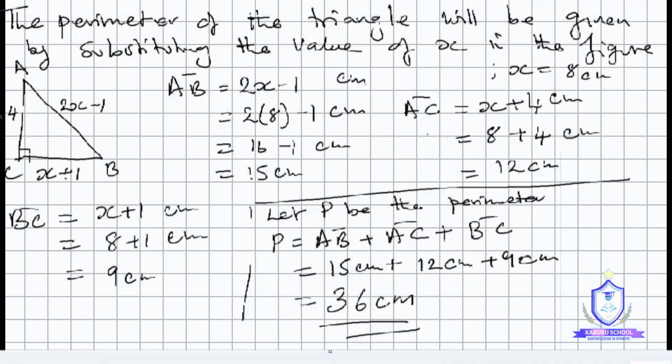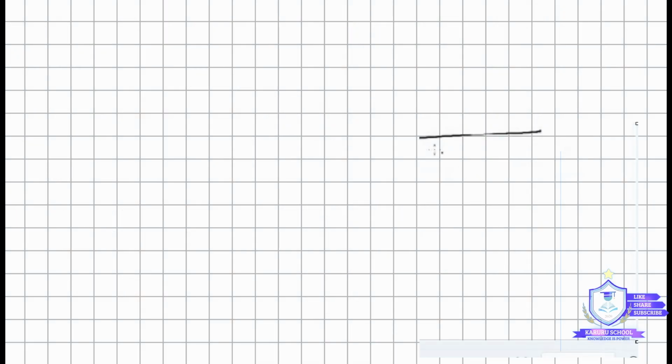Now if we are told to find the area of this shape, you will put in the formula for finding the area of the triangle. So the area of the triangle will be half base times height. Since we have the dimensions, then you only substitute the correct values. So we can try to do that here on the side.